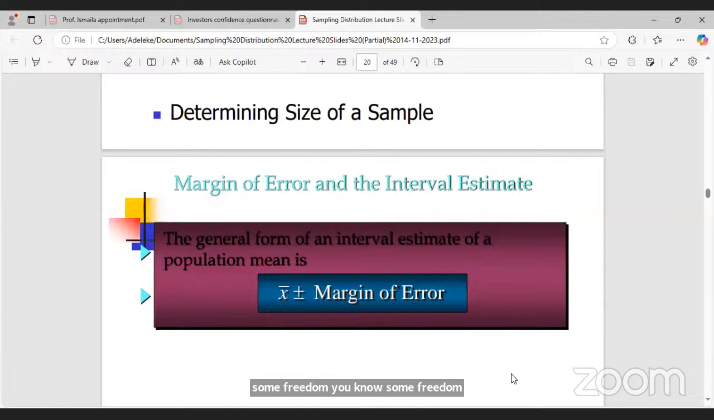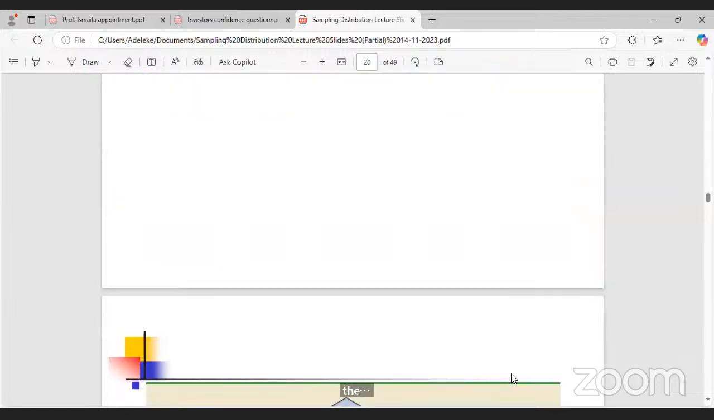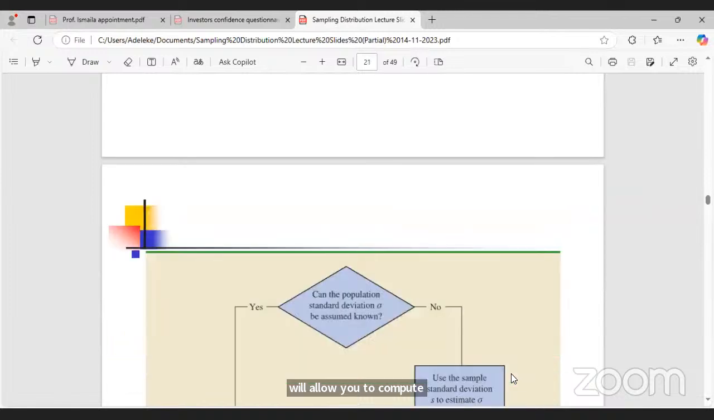If you add that margin of error to the mean, it gives you the upper bound, the highest possible value that you can have. When you subtract that margin of error from the mean, it gives you the lower bound, the minimum possible value that you can get as your estimate. So that margin of error will allow you to compute the value of your confidence interval.